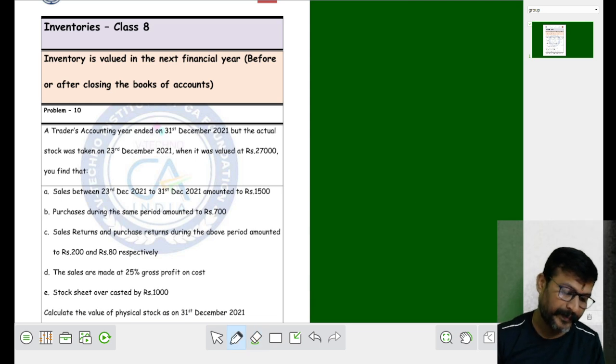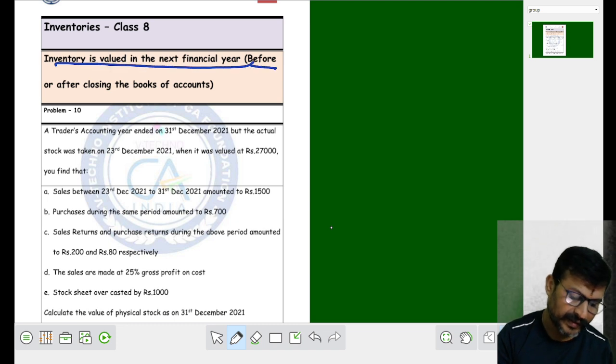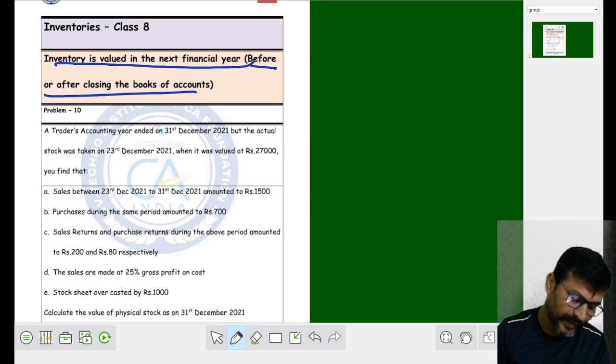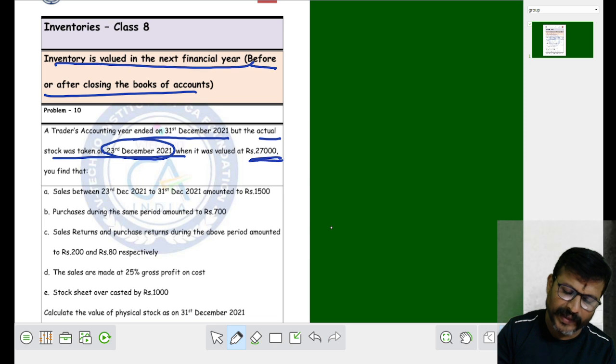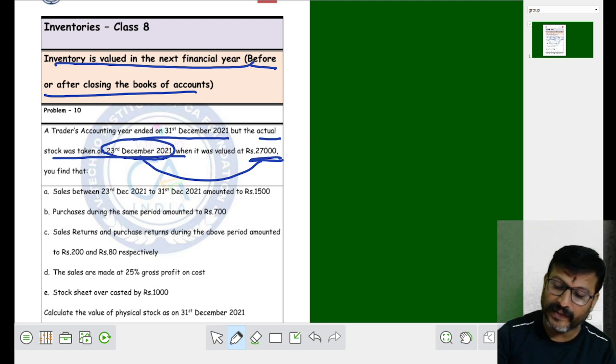See what happened here. Inventory is valued in the next financial year, either before or after closing the books of accounts. See here. A trader's accounting year ended on 31st December 2021, but actual stock was taken on 23rd December, valued at 27,000. The stock is given on what date, my dear student? The stock is given on 23rd December.